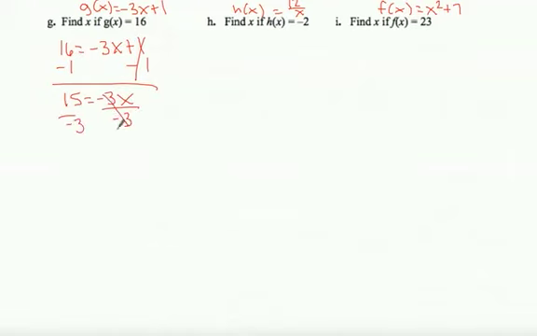And when I do that, those cancel. And I would have 15 divided by negative 3, which is negative 5, equals x. So basically, in order for them to get an output of 16, they had to input negative 5.